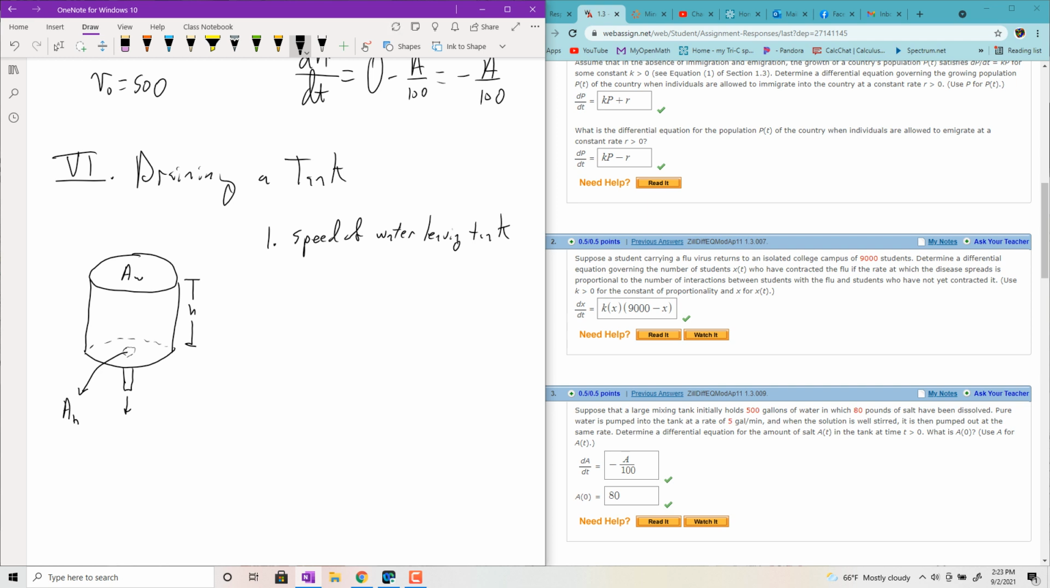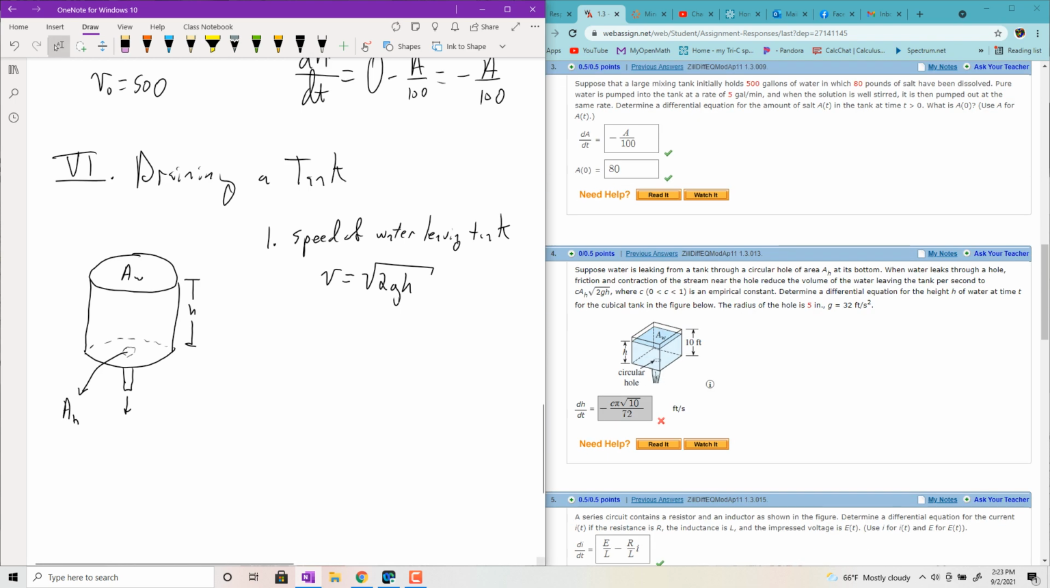We use potential energy, those physics formulas that I don't remember all that well, but if you use those, and they tell you how to put it all together in the book, you'll end up with the velocity of the water leaving the tank being the square root of 2gh, where g is our gravitational constant, right?